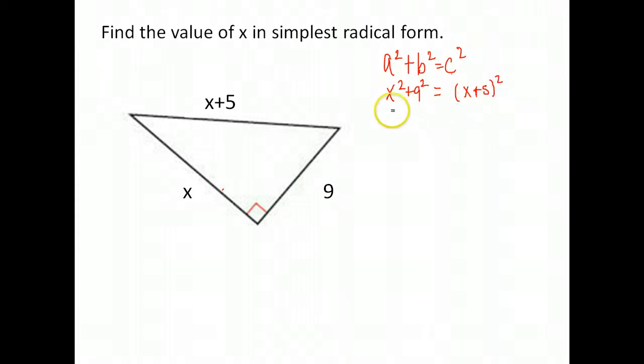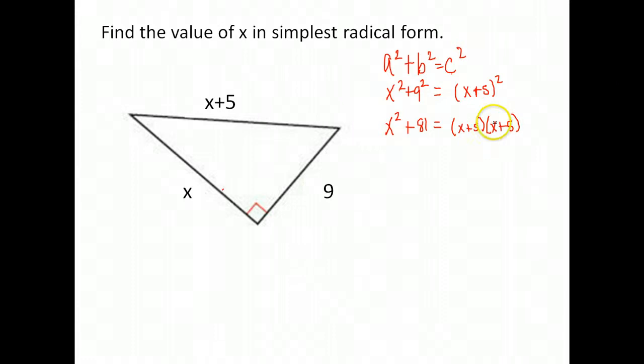We want to square everything, so x squared, really all we can do is write x squared. 9 squared, 9 times 9 is 81, and then over on this side, one thing we have to remember is that squared means to take a number times itself. So x plus 5 squared means x plus 5 times x plus 5.